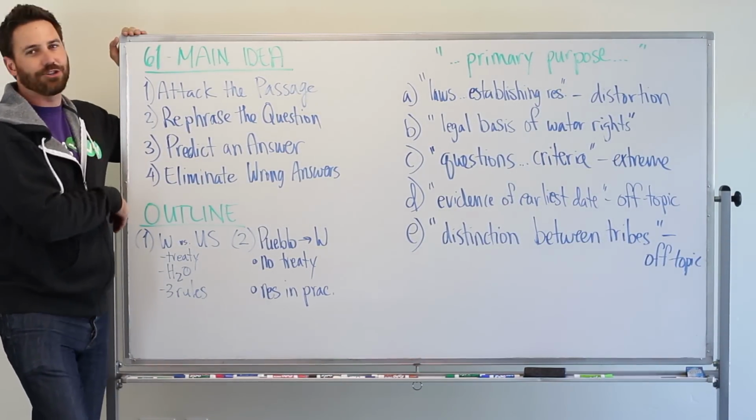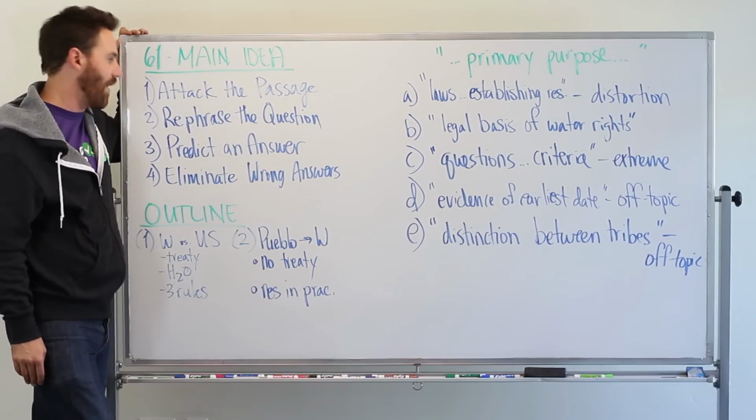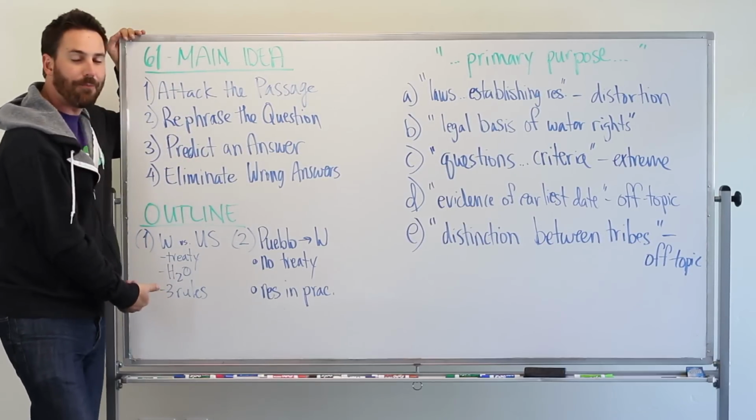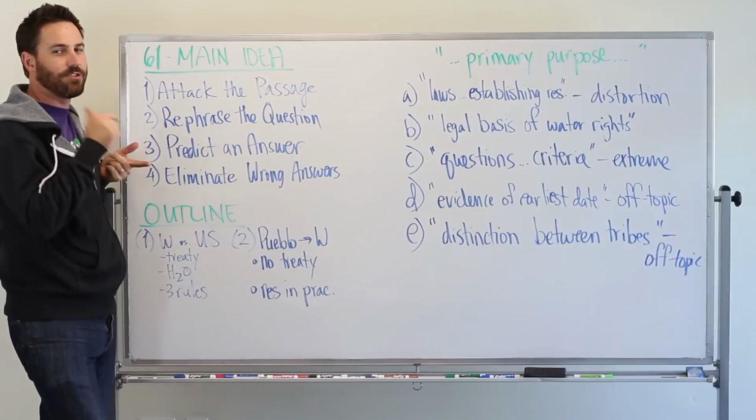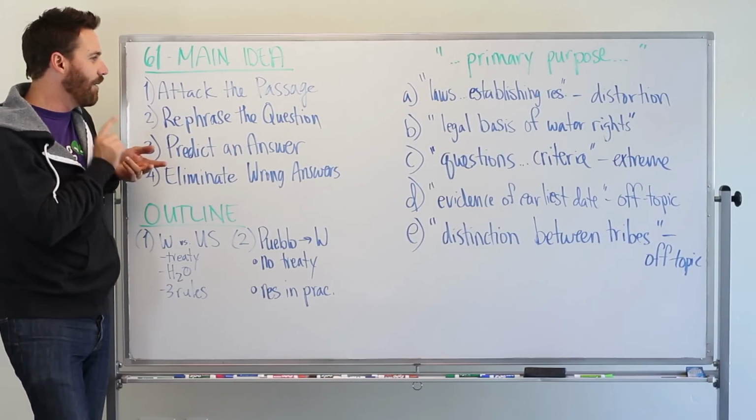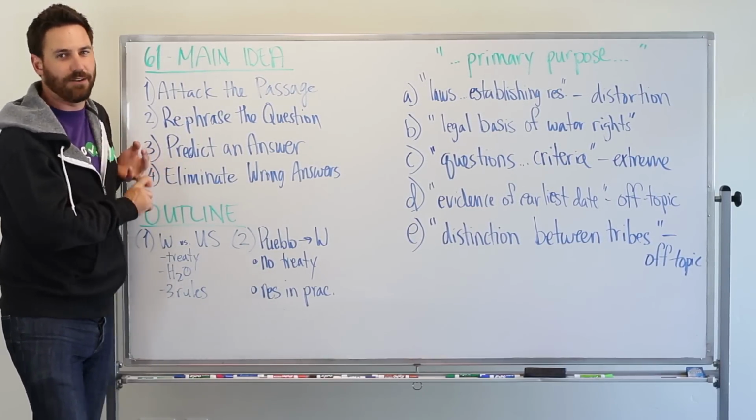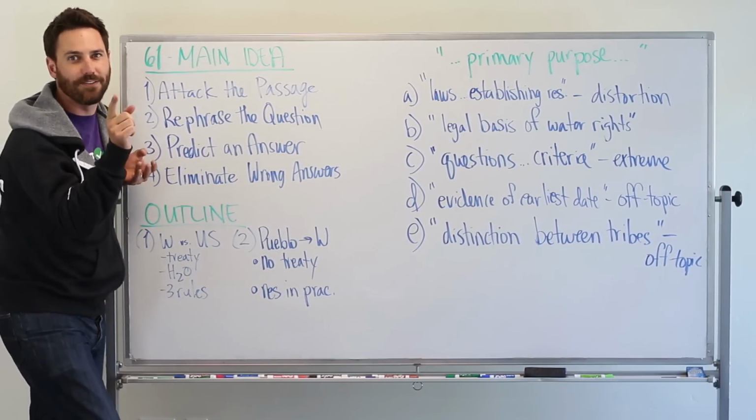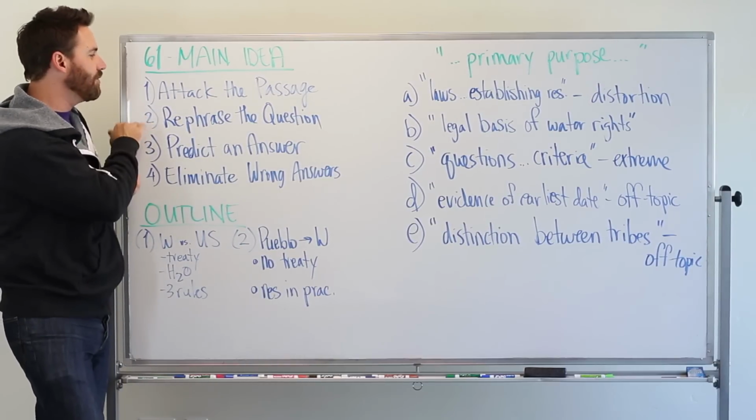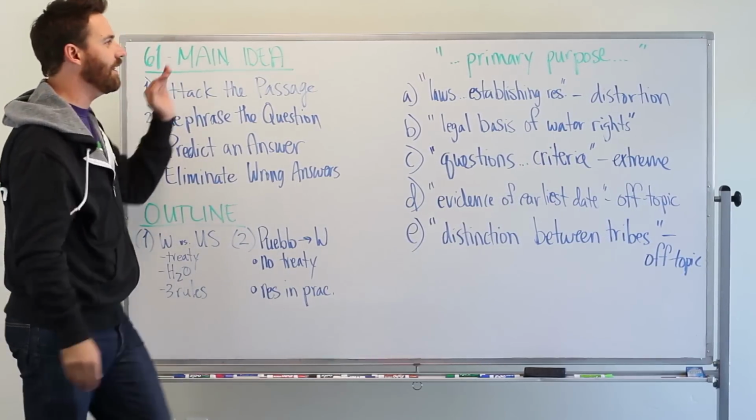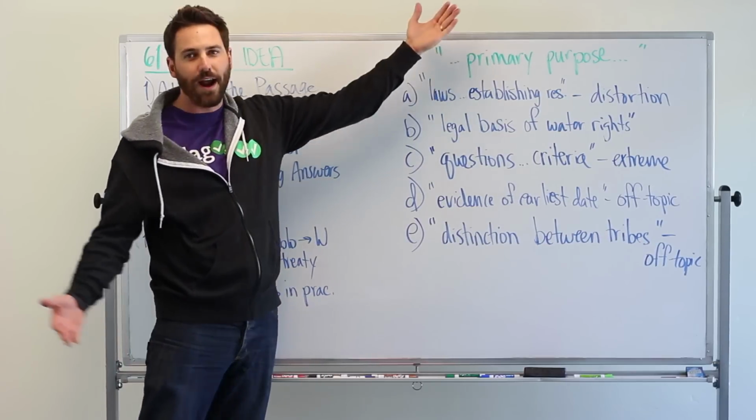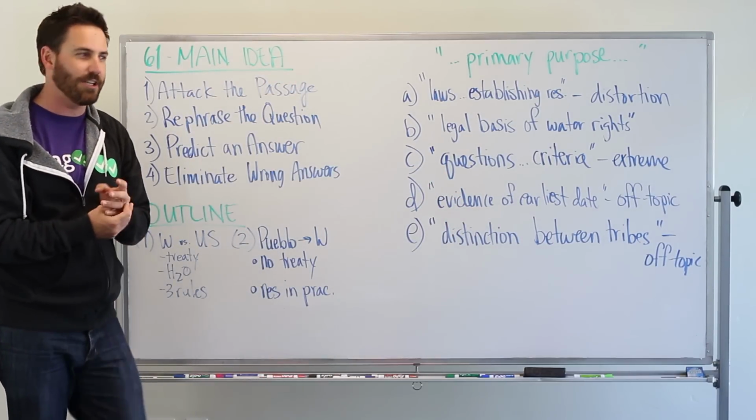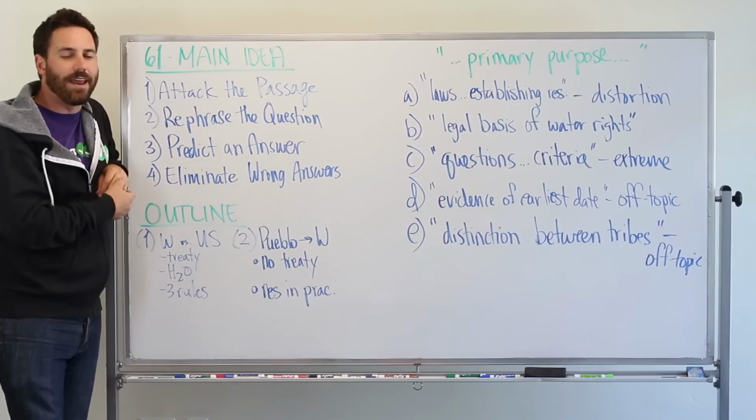And what I have here is our strategy for main idea questions. The first step is to attack the passage, which we did, and came up with an outline. Remember, when you attack the passage, you're looking for main idea, paying attention to the structure, and then also thinking about the author's tone and purpose. Next, number 2 is to rephrase the question. This was pretty easy. We saw in the question primary purpose, so that is a huge signal that I have a main idea question, which will inform my next steps.